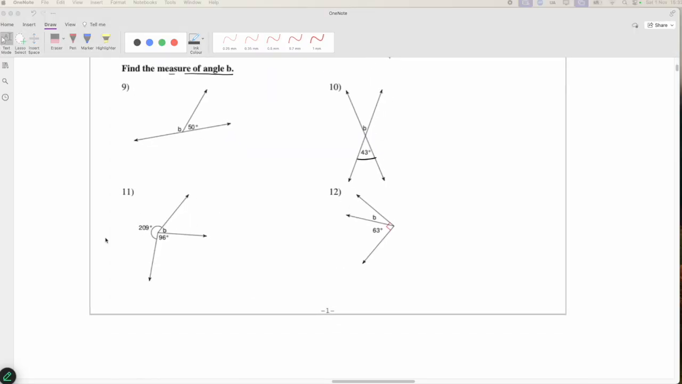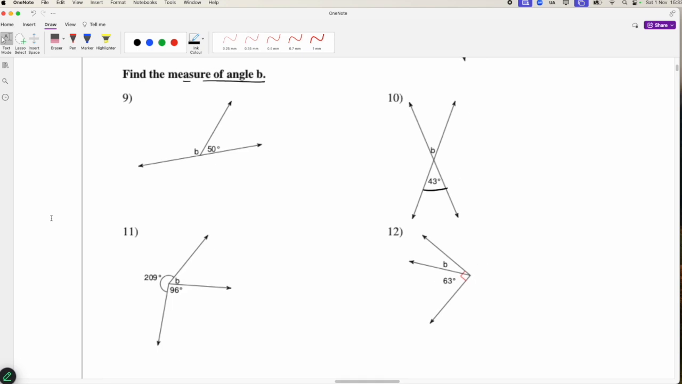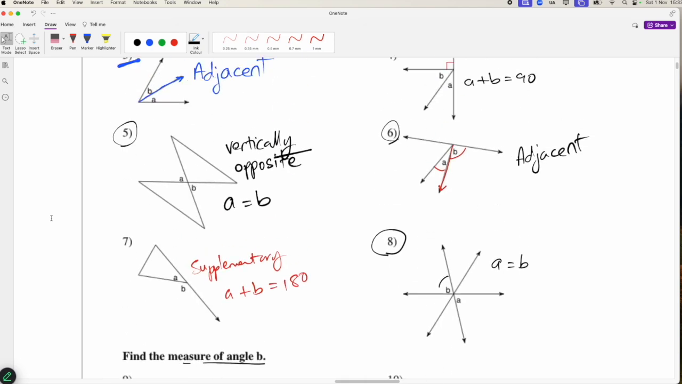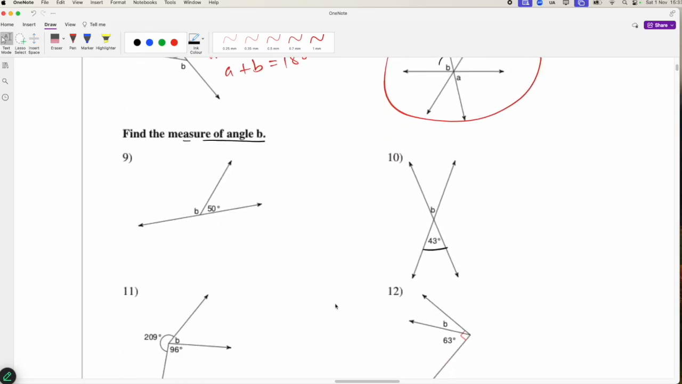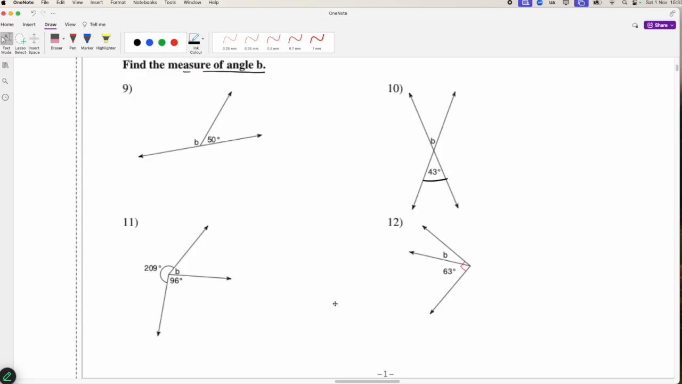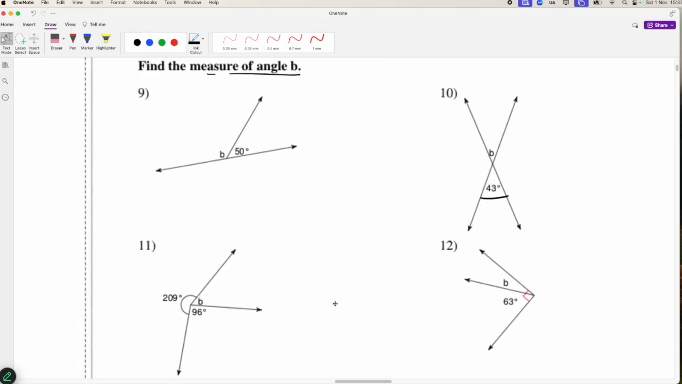Right, so we have this here now, and I'm putting you all through. Number 8. We did number 8 last time, in the last class. Those are vertically opposite and they're equal.